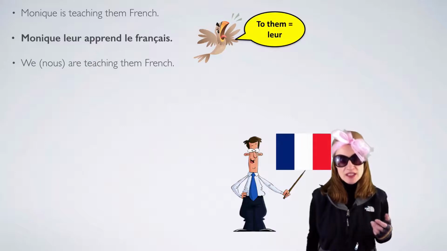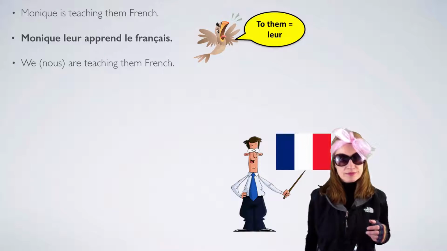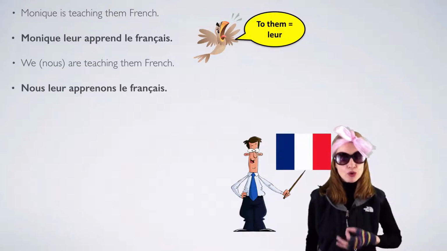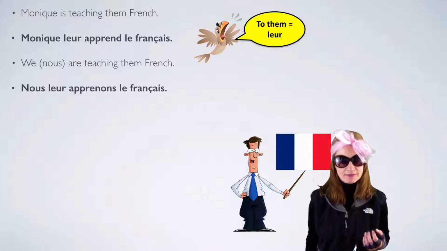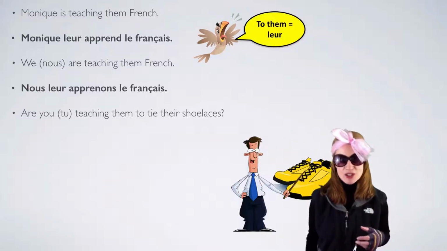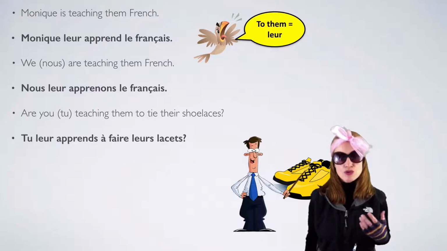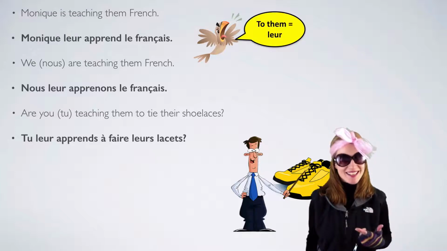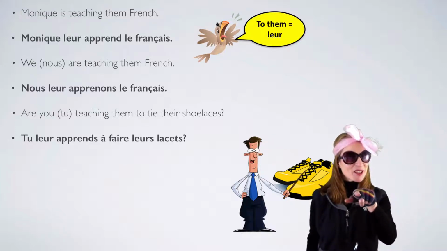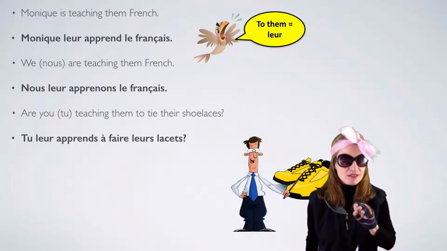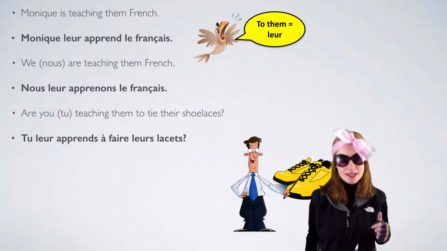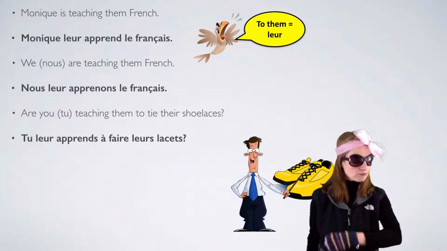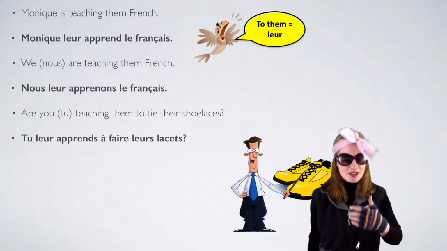Using nous. We are teaching them French. Nous leur apprenons le français. Using tu. Are you teaching them to tie their shoelaces? Tu leur apprends à faire leurs lacets? Aha! Now you see the other leur. The belonging to leur. The fancy name in the grammar books is possessive adjective. Leurs lacets. Has an S on because lacet is plural. But the other leur means to them. Nothing to do with the other leur.